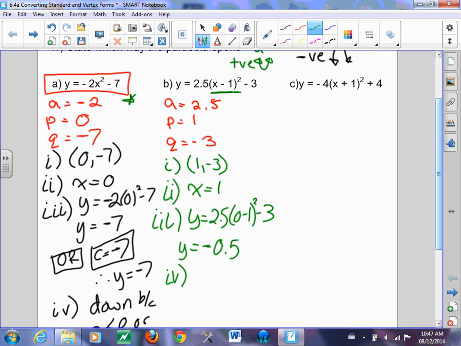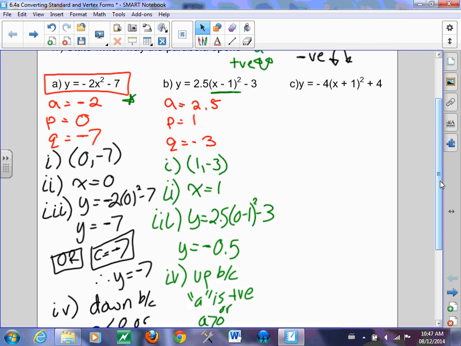Okay, last part of this question, 4. Take a look at A. A is positive, therefore it's going to open up. So up because A is positive, or you could say greater than 0. Okay. Awesome!